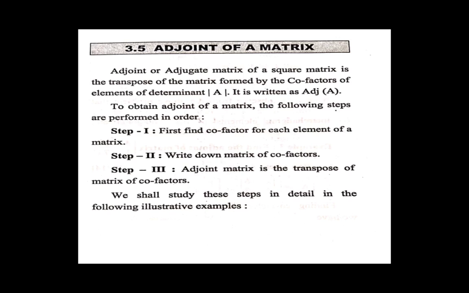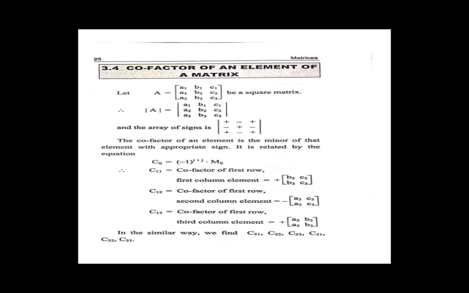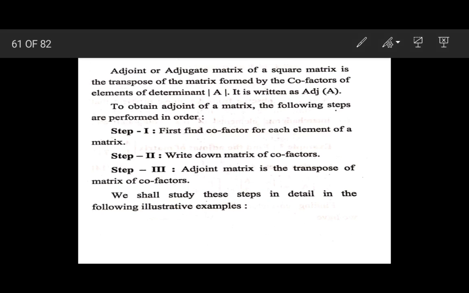In the first step, we have to find the cofactors, right? Cofactor कैसे find करना है, that we had already seen. For a cofactor, first we have to find the sign, and then delete the position of that element, then find the determinant of the remaining elements. So the first step to find the adjoint is finding the cofactors of each element of a matrix.